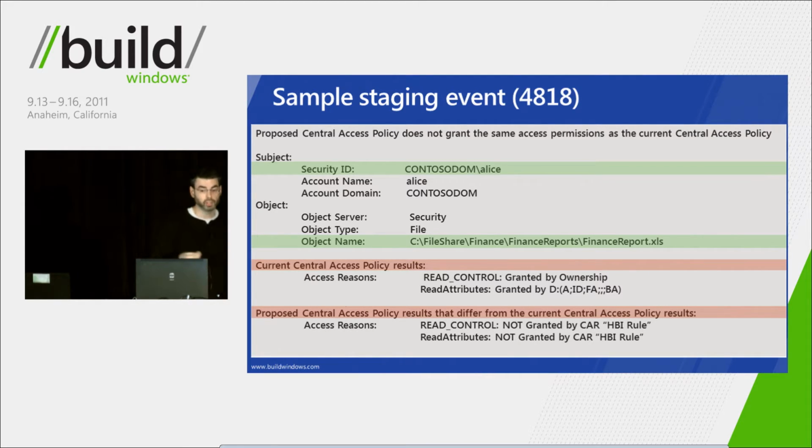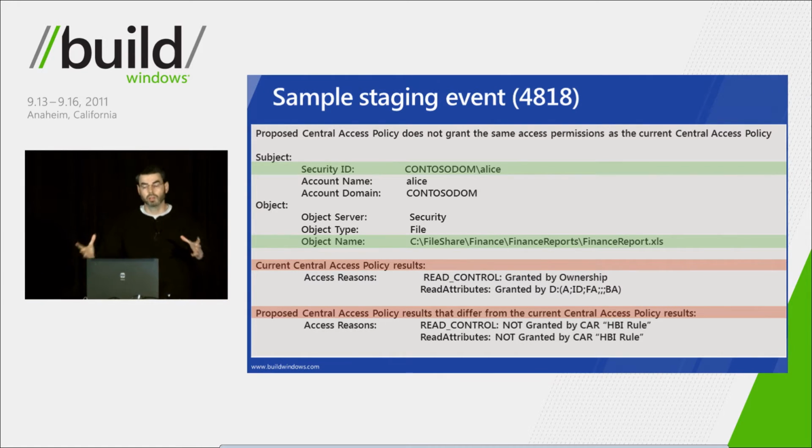So imagine now we have our policy that we want to deploy. We configure it in our central access rules. They shoot down to the file servers. This runs for a while, collects some data. The admin then looks at the events and can now have a very high degree of confidence that this is doing what they want it to do and not going to cause adverse problems in our corporation. So this is great.